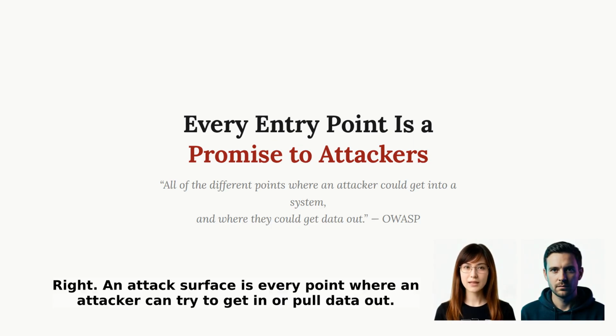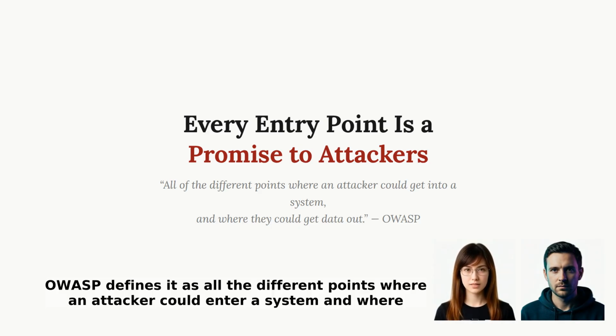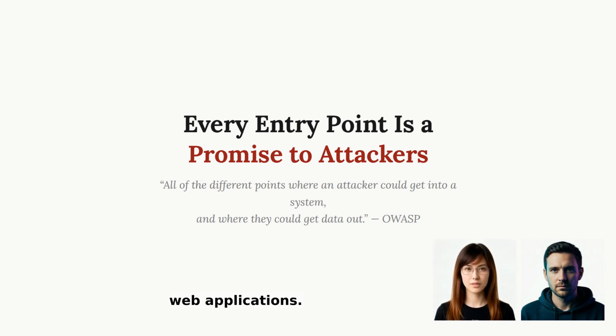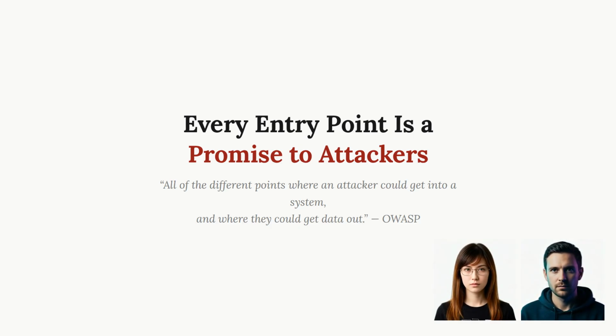Right. An attack surface is every point where an attacker can try to get in or pull data out. OWASP defines it as all the different points where an attacker could enter a system and where they could get data out. For a typical legal AI SaaS, that surface is enormous compared to most web applications. Walk me through it. What does the surface look like for, say, a contract review platform?